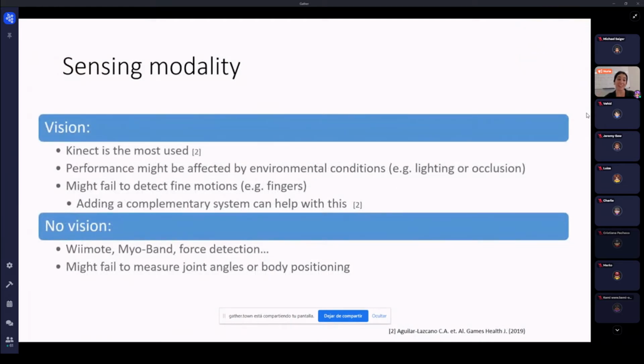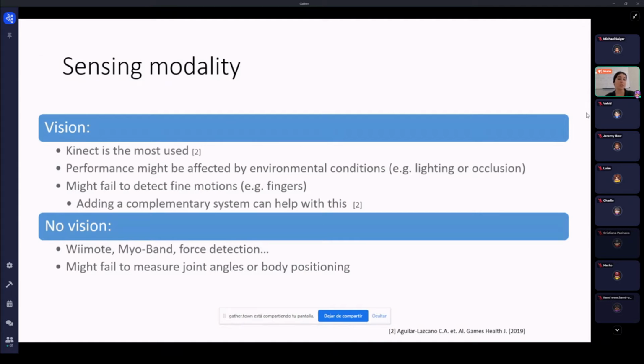Very broadly speaking, there are two kinds of sensing modalities. The first one would be vision systems. So these are those that rely on cameras, and within this, Kinect tends to be very widely reported. The issue with vision systems is that the performance might be affected by environmental conditions, such as, for example, the light or occlusion, and they might also fail to detect some of these finer motions, like finger movements. However, you can add a secondary system that can look particularly at that finer motion if you want to be looking at that.